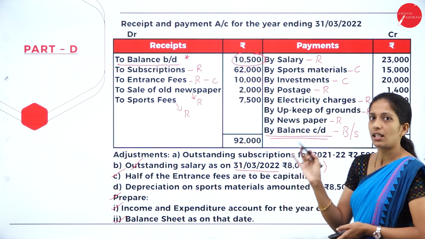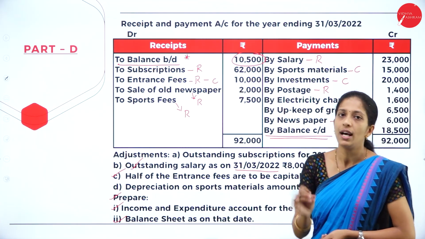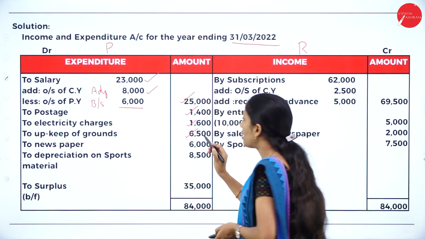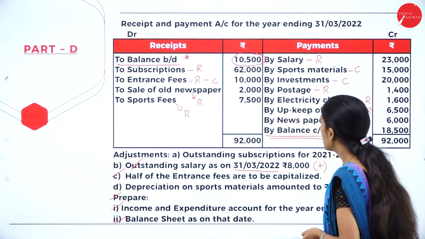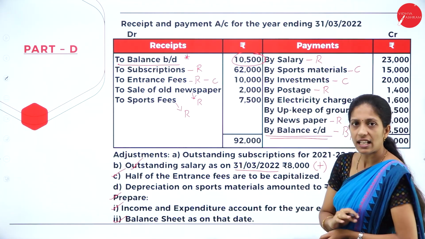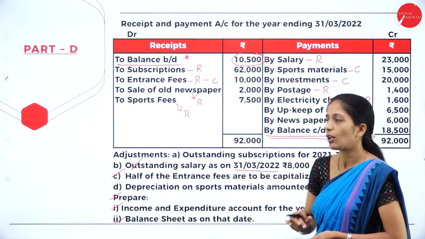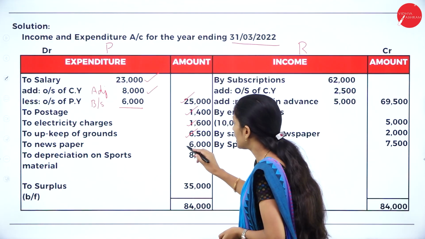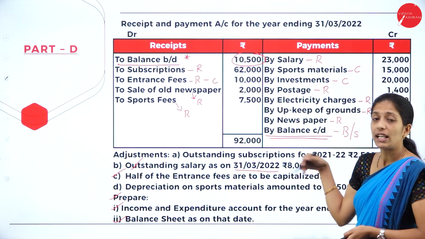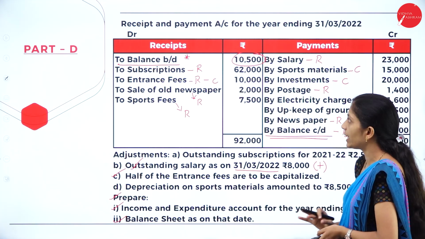There is no adjustment. In the same way, there is nothing relating to upkeep of grounds. So write directly to upkeep of grounds 6500. Next one, buy newspaper. Yes, it is a revenue item. There is nothing in adjustment as well as in the opening balance sheet. Write directly newspaper 6000. Next, balance carried down, I have told you, it comes under balance sheet. We shall record it later.